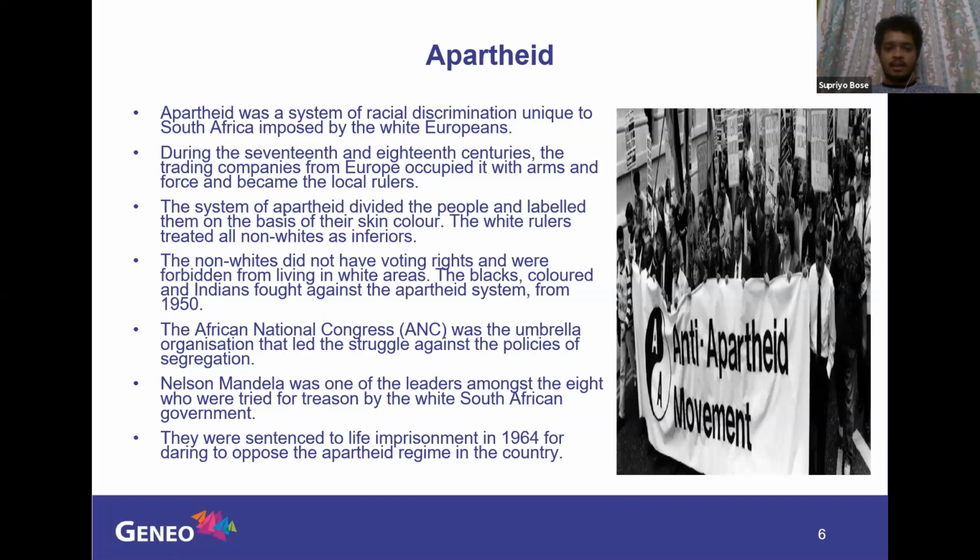The system of apartheid divided the people and labeled them on the basis of their skin color. तुम्हारी skin काला है, इसलिए तुम्हें इंसानों की तरह treat भी नहीं की जाती. The people who had black skin were not even treated like human beings. The white rulers treated the non-whites as inferiors. जो कि गोरे थे, जो कि सफेद रंग के थे, you will find out that most people in Europe are basically white people, white skinned people. Now what happened with them? They started to torture the black people.